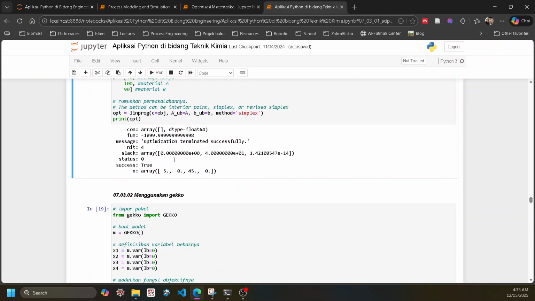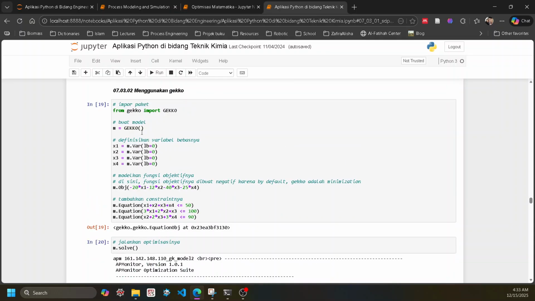But then for the gekko, how do we do that? It's basically the same. From gekko import GEKKO, and then make a model, m = GEKKO(). Now we define the independent variables: x1, x2, x3, x4 equals m.Var with a lower bound of 0. So we define the lower bound here as 0, and then we model the objective function. In this case, because gekko is also minimization, the whole optimization is defined by minimization, and if we want to maximize it, we have to put negative signs, just like in linprog.